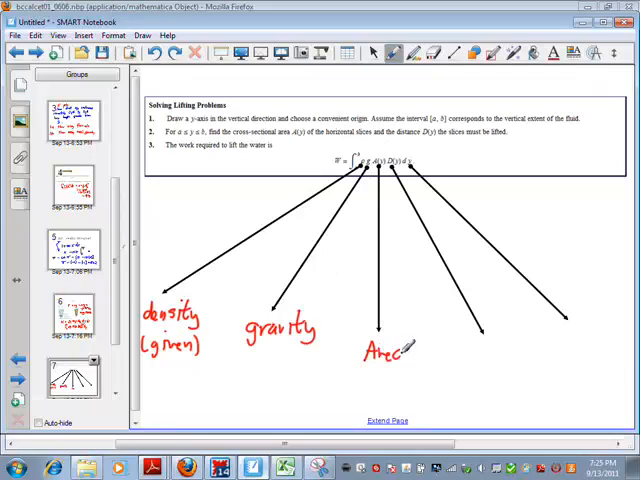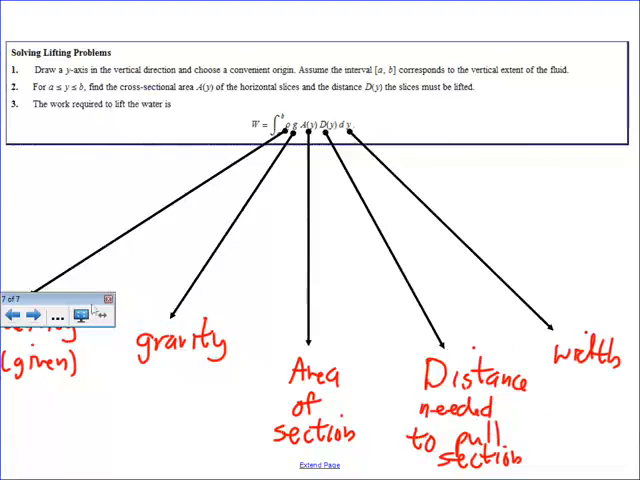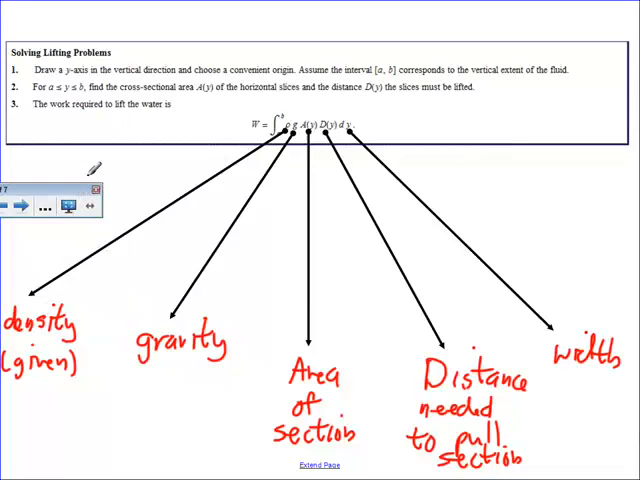The area of the slice that you've taken, and this is the distance you still need to pull the section to get out of where you're trying to get out of. So distance needed to pull the section out. And then finally, this is the width of your section. I'll take questions about that.